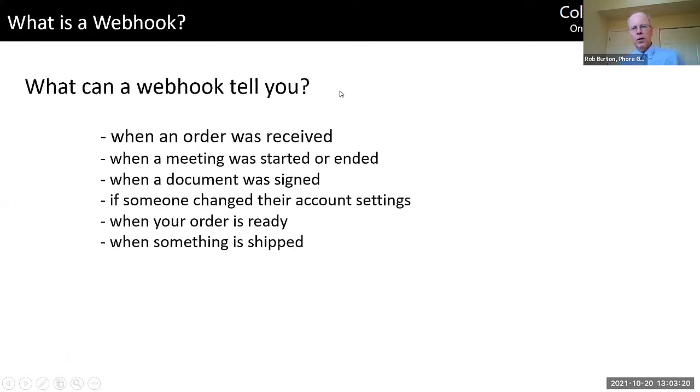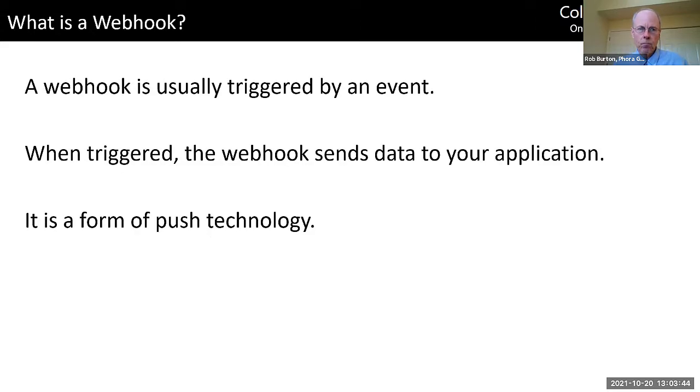So what can a webhook tell you? All kinds of stuff. It depends on the service, really. A webhook can tell you when an order was received, when a meeting was started or ended, when a document was signed, if someone changed their account settings, when an order is ready, when something is shipped. Depending on what the service does and what webhooks they support, almost any kind of notification functionality can be done with a webhook. A webhook is almost always triggered by an event.